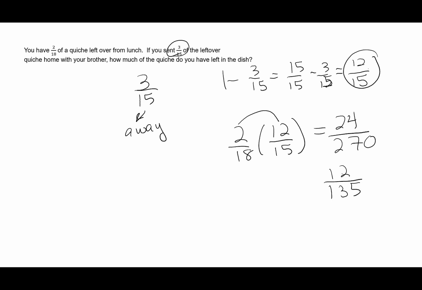So I can't divide by 2 anymore. So I'm like, well, could I divide by 3? 12 divided by 3, I get 4. 135 divided by 3, I get 45. There I'm going to stop. 4 is even, 45 is odd. There's nothing I can do that will divide both of them, so I'm going to stop at 4 over 45.